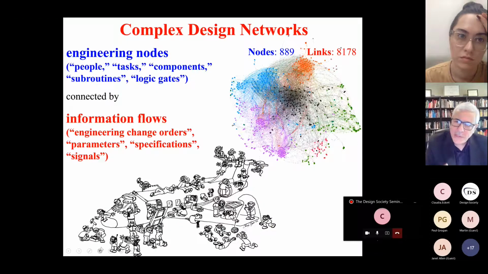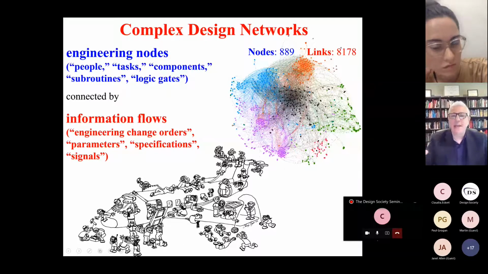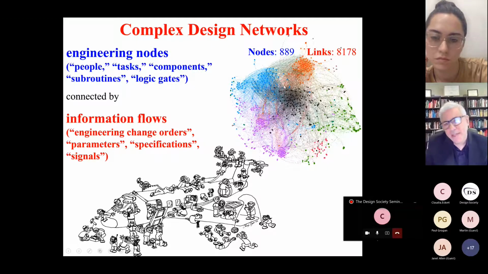What I'd like to do now is further explain the principles of complex design network theory, and eventually present some results that are quite shocking. I would like your opinion about that, and hopefully we're going to have a nice discussion. So, complex design network theory deals with the idea of representing design using networks. Here you see a network with 889 nodes and 8,178 links, describing a process leading to the design of a certain hospital.